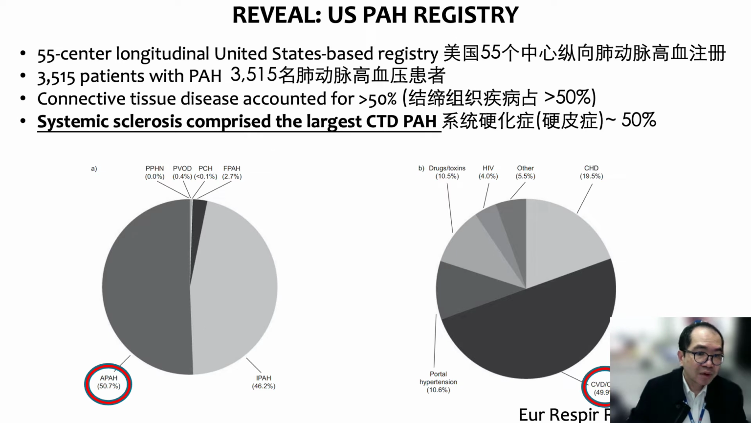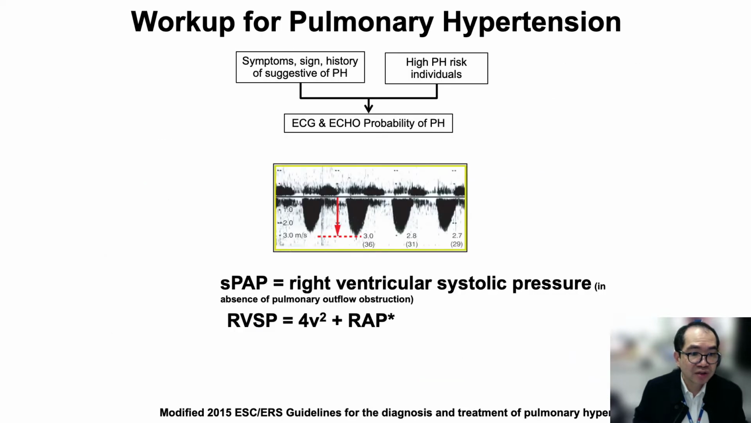And in pulmonary hypertension, we know that, in fact, this is from the US registry, they found that, yes, patients with systemic sclerosis have a very high prevalence of pulmonary hypertension, so that screening may help us to pick up more of these patients in the early phase.